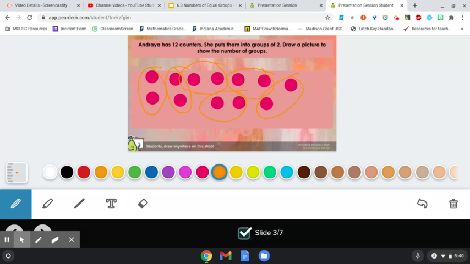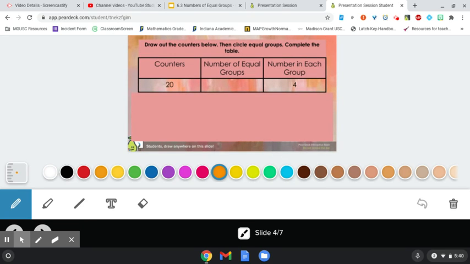So now, how many groups do we have? If you said 6, you are correct. Okay, so now draw the counters below, then circle the equal groups to complete the table. There are 12 counters. We don't know how many equal groups, but we do know the number in each group. So first thing that we're going to do here is we need to draw 20.